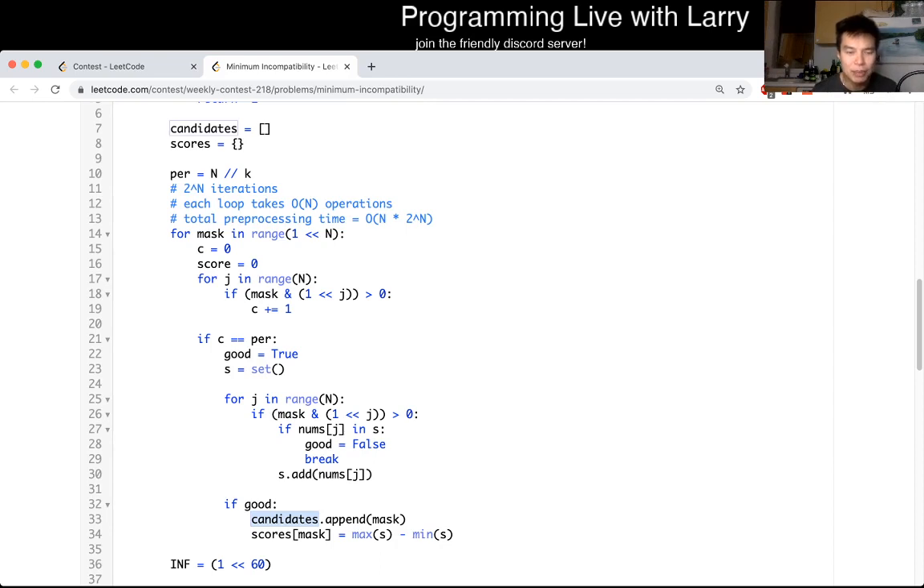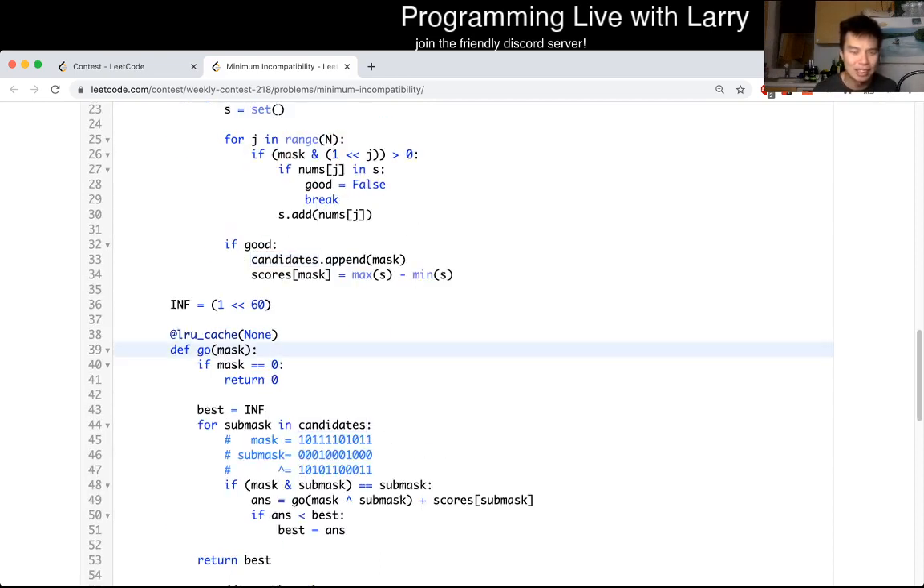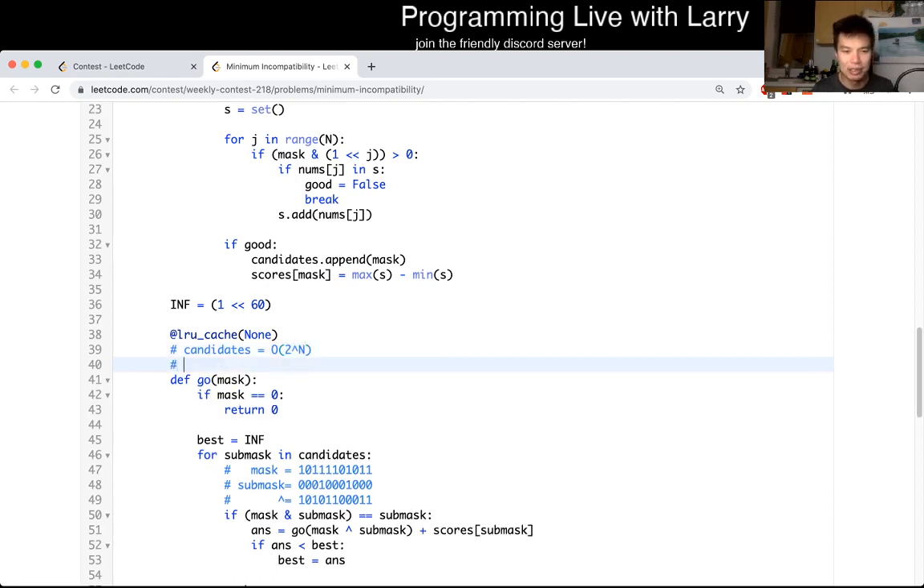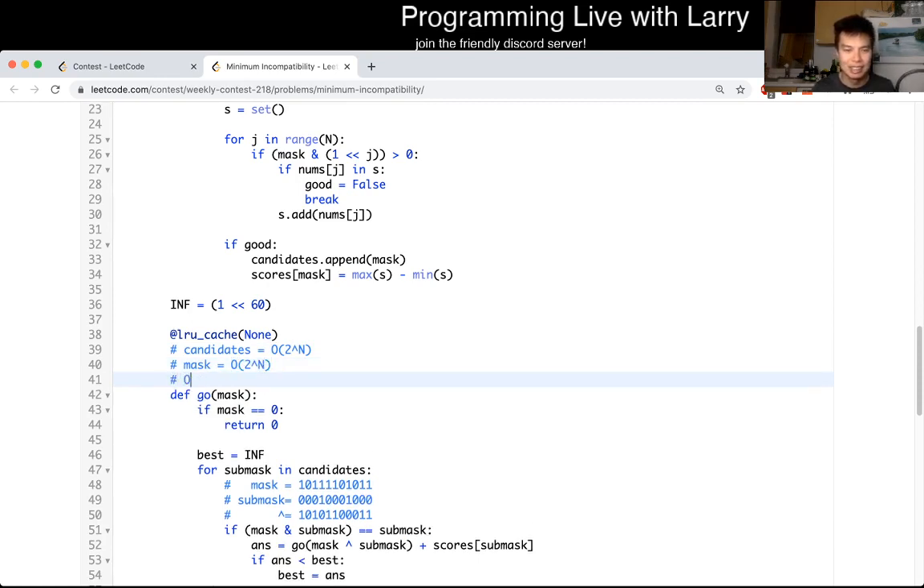Cool. And then the big question is, is this too slow? Because in theory, if you do a worst case analysis, candidate can have 2 to the n, and mask could also be O of 2 to the n. This means there's going to be O of 4 to the n, right? That's way too slow, because 4 to the 16 is 2 to the 32, which is almost 4 billion.